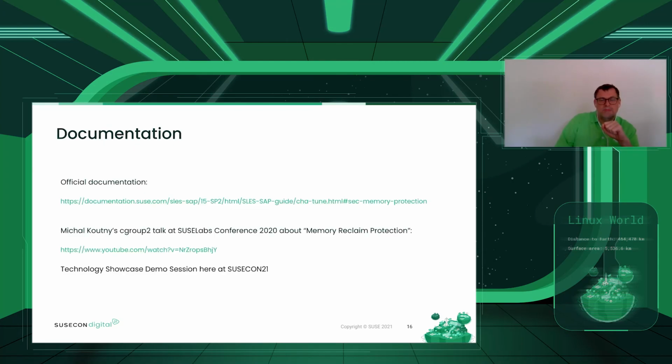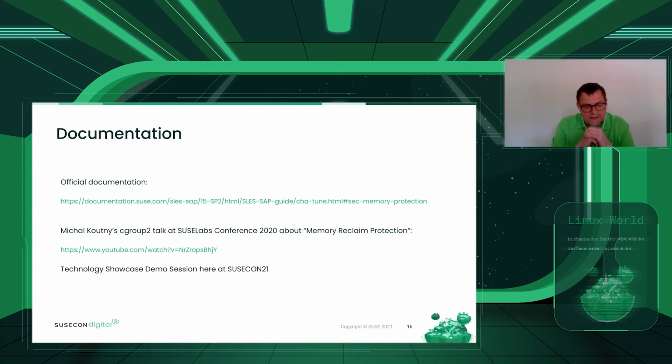So that's finally it. The official documentation with some details and all the steps on how to set it up you can find in the SLES for SAP administration guide, at the moment only for SLES for SAP Applications 15 SP2.